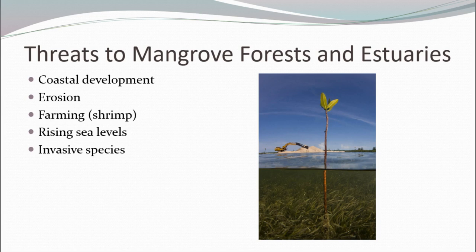And you have invasive species. Wherever we go, we take things with us, and so we get things that we intentionally release, like kudzu. We get things that we unintentionally release, like rats. And so lots of mangrove forests and estuaries are having invasive species problems, like most ecosystems out there. And we'll talk about that in another unit as well.